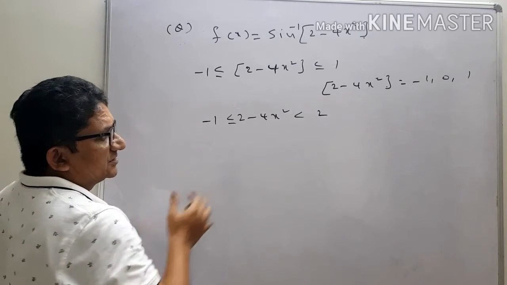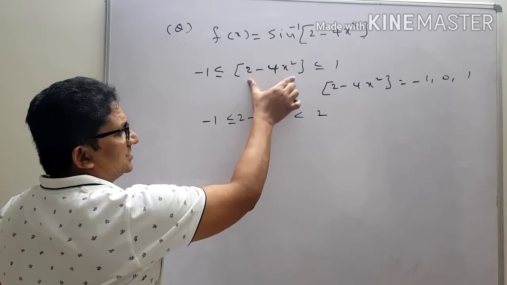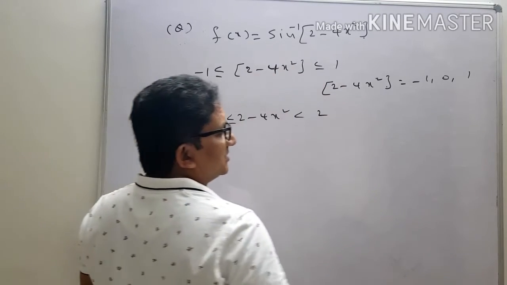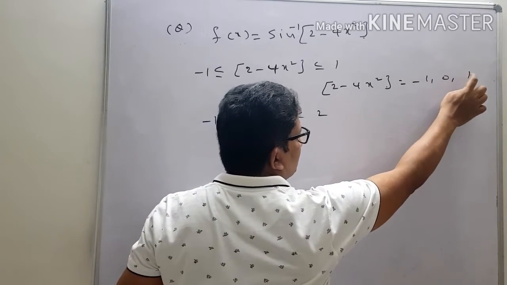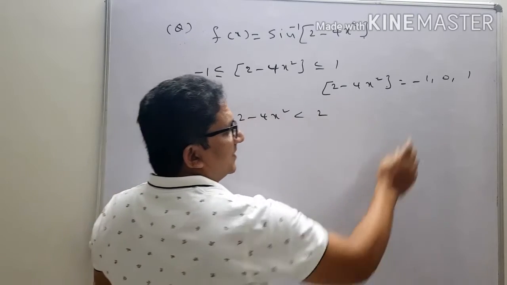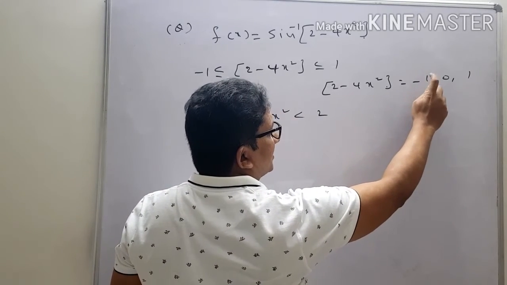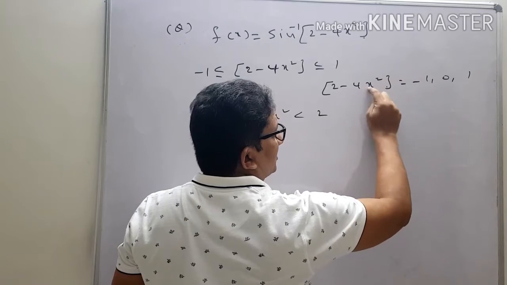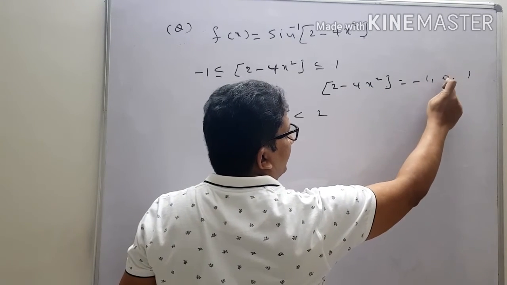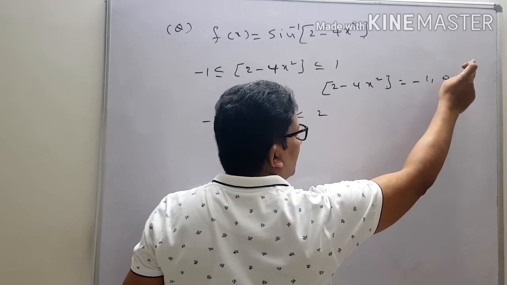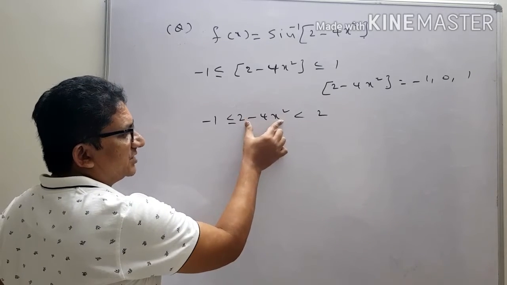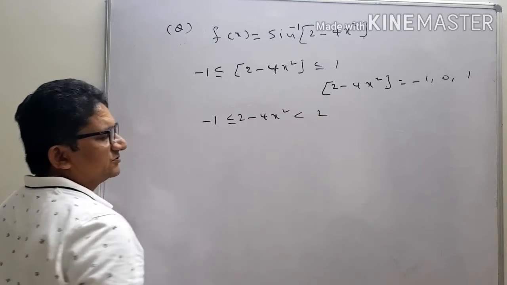Again I will explain, students, see. This greatest integer function lies in between minus 1 and 1. Then the possible integers it can take are minus 1, 0, 1. Then this part lies in between. So minus 1 when 2 minus 4x square lies in between minus 1 and 0. 0 when it lies in between 0 and 1. And 1 when it lies in between 1 and 2. That means 2 minus 4x square lies in between minus 1 comma 2.